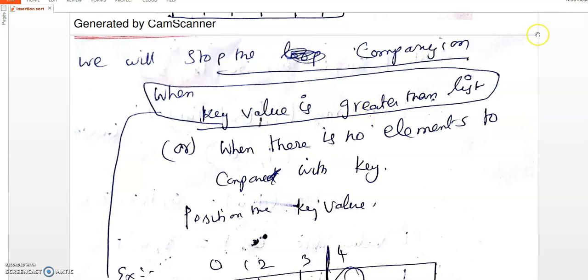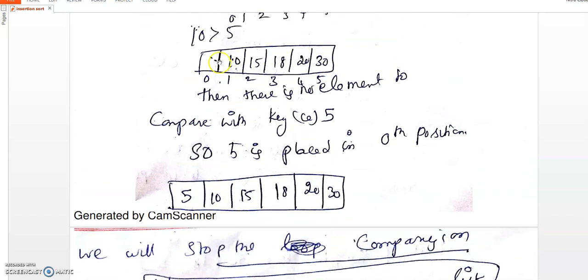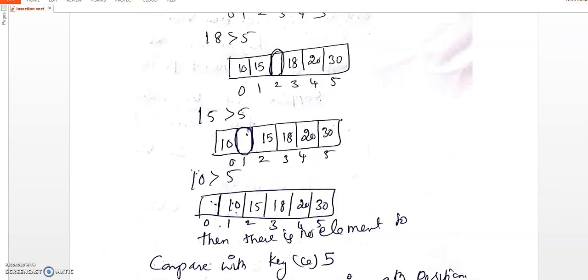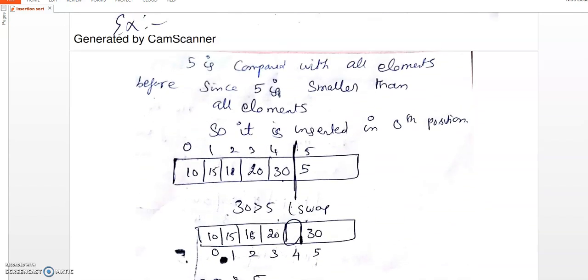Or else we will stop the comparison when there is no element to compare. Here in this case there is no element to compare. So we have placed the key element in the starting position, the initial position itself. Understand? So two comparisons we have made.